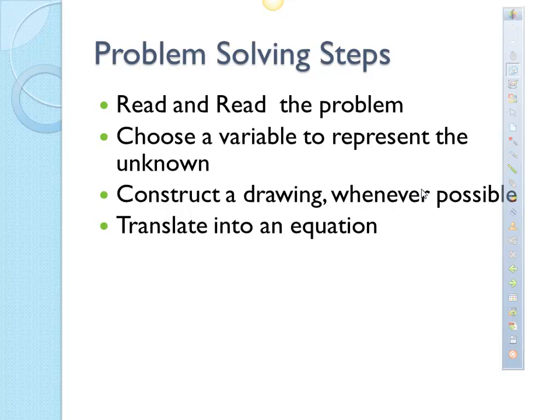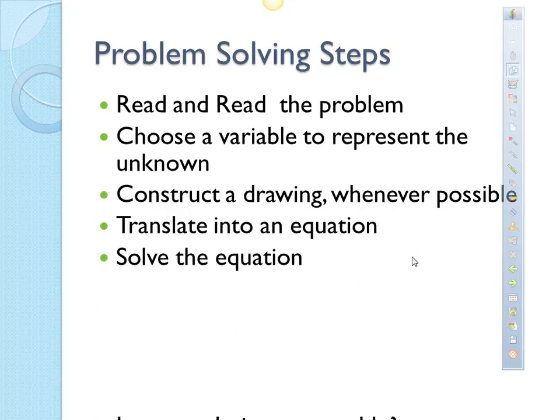In fact, on your tests and quizzes, all story problems are going to be worth 3 points. The equation you used to solve it is going to be worth 2. The answer is only worth 1. So if you just guess and check or figure them out, you're only going to get a third of the points possible. Okay, so that's really important.